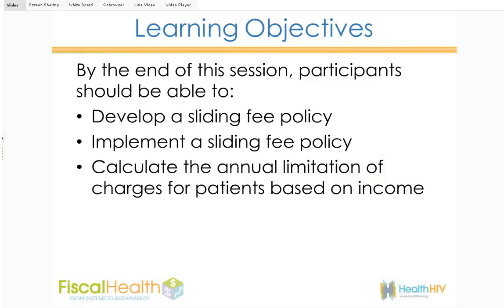So by the end of this session, hopefully you will be able to develop a sliding fee policy for your organization, or if you already have one, beef it up and make it stronger, and learn how you can implement a sliding fee policy for your program. We're also going to talk about how you can calculate the annual limitation of charges for patients based on their income.